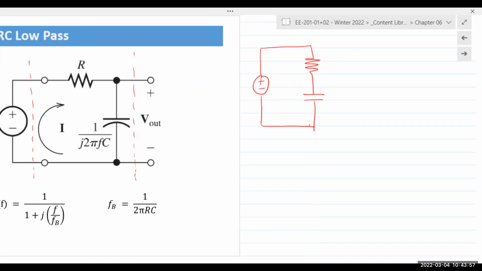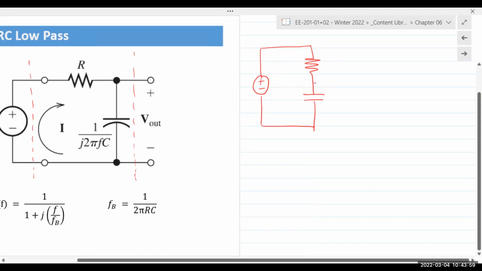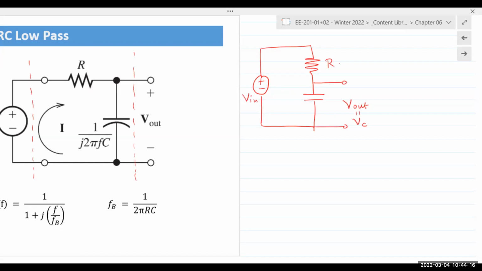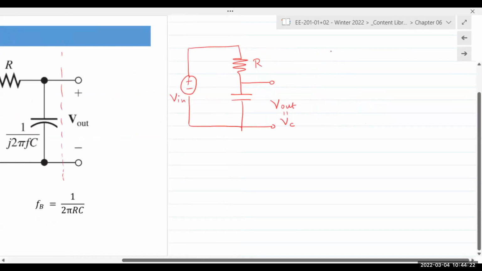You're taking the output across the capacitor. So Vout is actually equal to VC. The derivation, well, there's not much to it. There's a derivation in the book, but simply put, if I was to draw the equivalent impedance circuit diagram for this circuit, I have 2 impedances in series, ZC and R.